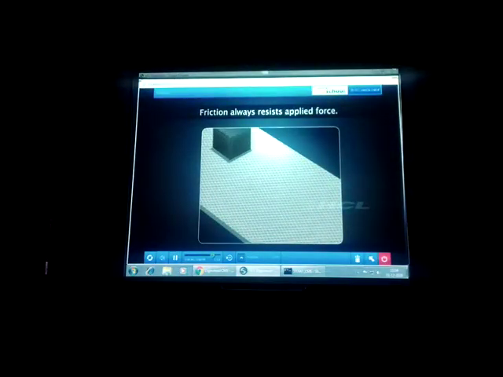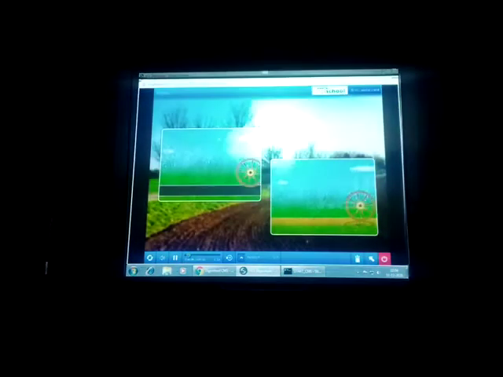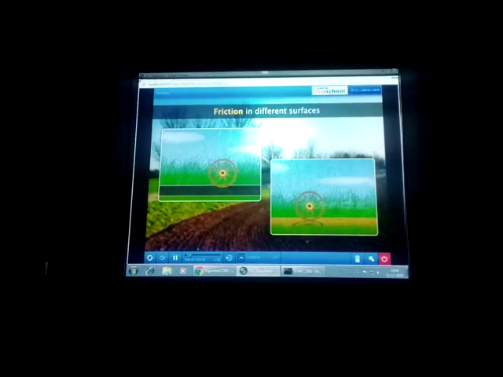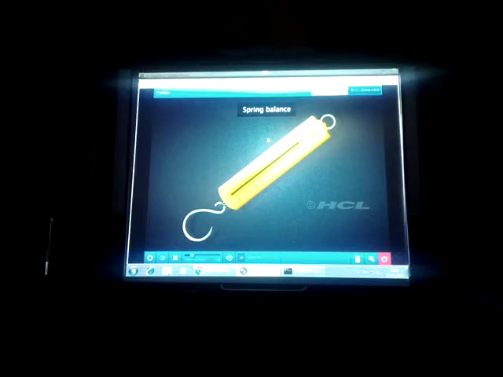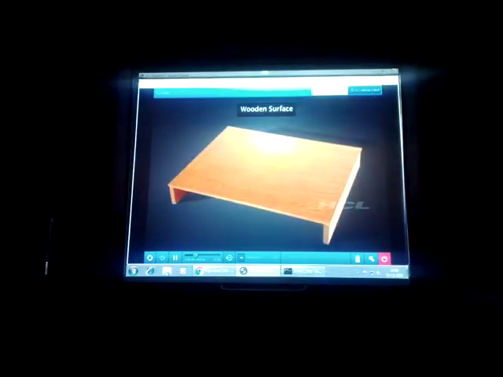Friction is defined as the force that opposes an applied force when two surfaces are in contact. As you have seen, friction behaves differently in different types of surfaces. Now, is the frictional force the same on all types of surfaces? Let's use a spring balance to measure this force and find an answer to our question. We will measure the force that is required to pull a block of wood over 3 different surfaces.